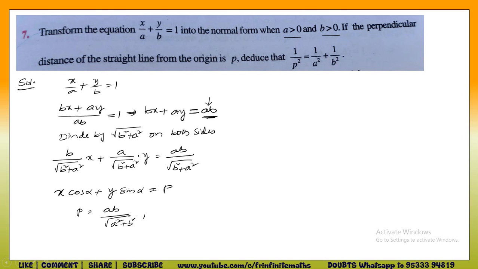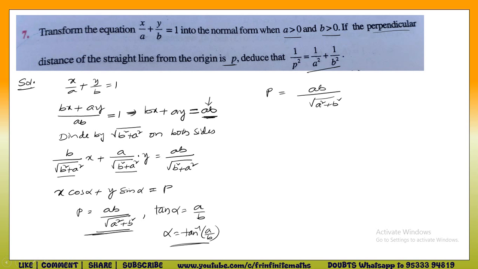And what about alpha? Here this is cos alpha and this is sin alpha. So from this, tan alpha is equal to sin alpha by cos alpha, no? So this can be written as a by b. So alpha is equal to tan inverse of a by b. So we have written the things in normal form. Now what is he telling? The perpendicular distance of the straight line from the origin is p. That means he has considered this perpendicular distance as p. So p is equal to ab by square root of a square plus b square. Hence we need to deduce this.